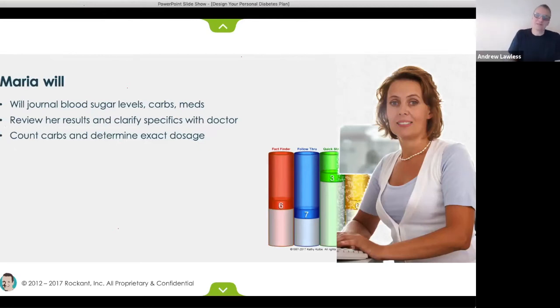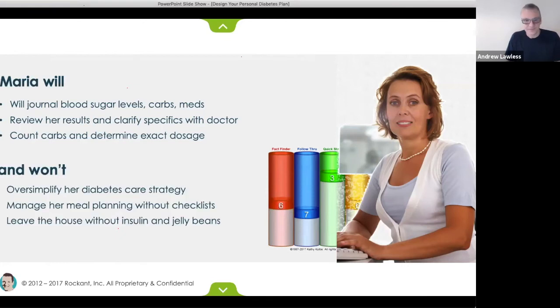So here's Anne, my wife. Anne does not have diabetes, but if she did, she would journal her blood sugar levels and the carbs that she's eating and the medication that she's taking. She would review her results and clarify those specifics with the doctor, and she would count carbs and determine the exact dosage that she needs to take, right? Unlike me, who would just look at the plate and make a guesstimate.